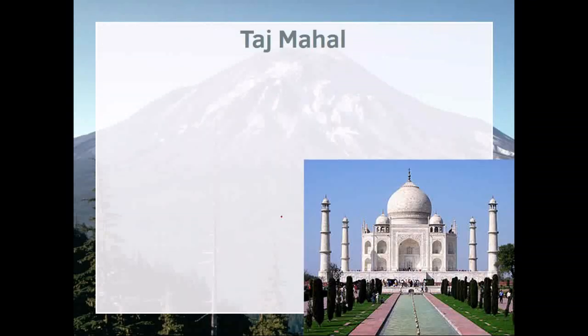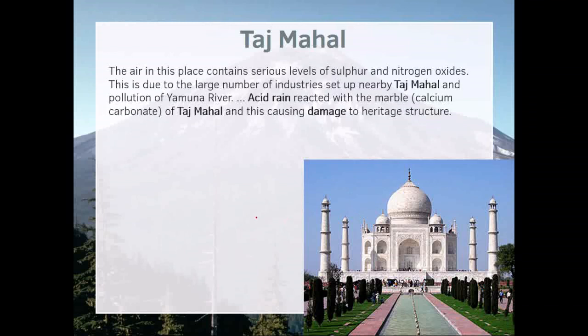Taj Mahal, which is one of the seven wonders, made of marble. This marble by time was affected by acid rain, and this drove the government to order nearby factories to neutralize their acidic gases, to find a way to neutralize these gases.